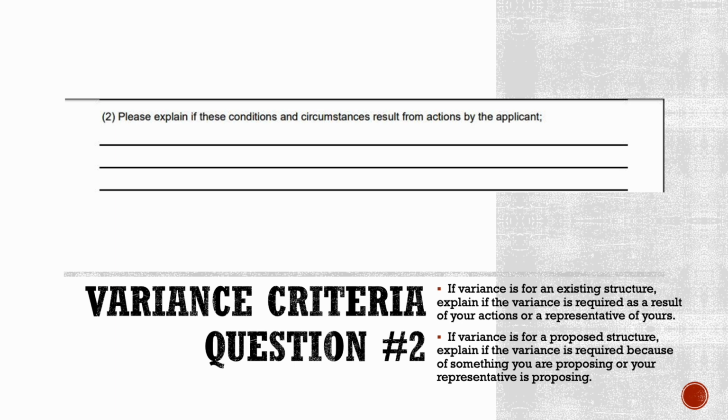Second criteria question is, please explain if these conditions and circumstances result from actions by the applicant. Again, if it's for an existing structure, explain if the variance is required as a result of your actions or a representative of yours. If it's for a proposed structure, explain if the variance is required because of something you are proposing or your representative is proposing. That is, your representative meaning the one who is submitting the application.